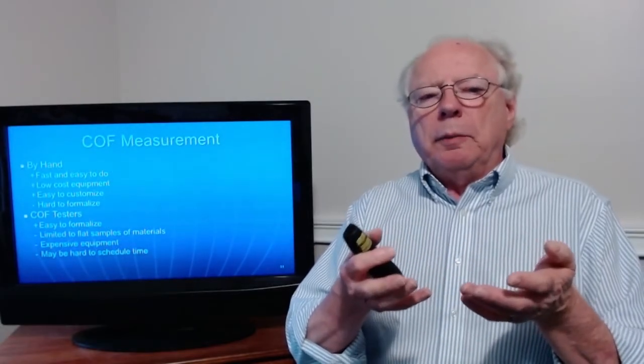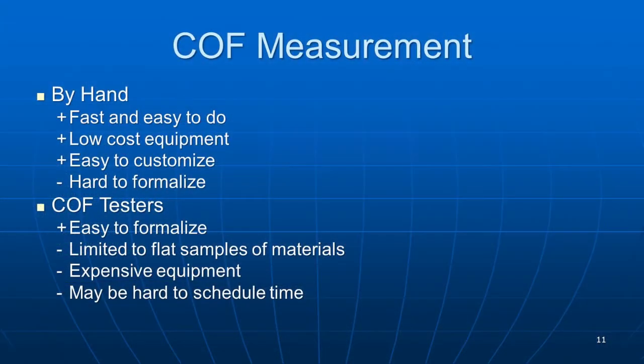Coefficient of friction can be measured a couple of different ways. There's typically a hand test that's fairly common, and there are a lot of coefficient of friction testers that you can purchase. The hand tests are fast and easy to do, low-cost equipment typically, easy to customize. You can do them in a machine, you can do them offline, but they are hard to formalize, so they typically aren't seen in specifications and things like that.